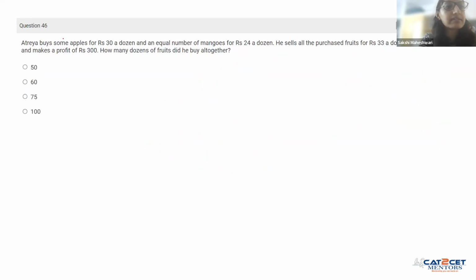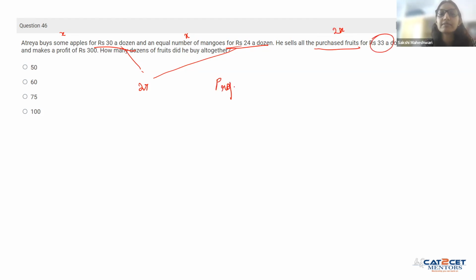Now this question says, Atreya buys some apples for rupees 30 a dozen and an equal number of mangoes for rupees 24, and he sells all the purchased fruits for rupees 33. This seems a bit easy, you just need to apply profit and loss. For example, if this is x dozen, then this is also x dozen. So the average price per dozen of fruit will be 27. Then he sells all the purchased fruits, 2x dozen, at 33. So the profit per dozen is 33 minus 27, that is 6 rupees.